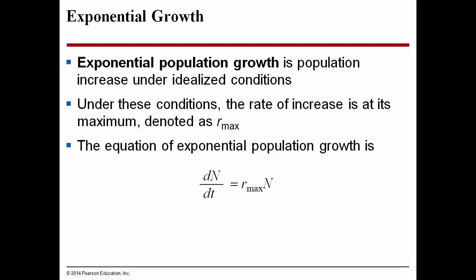Earlier we described a population whose members all have access to abundant food and are free to reproduce at their physiological capacity. Population increase under these ideal conditions is called exponential population growth. Under these conditions, the per capita rate of increase may assume the maximum rate for the species, denoted as R max. The equation for population growth is as below: dN/dt = R max N.